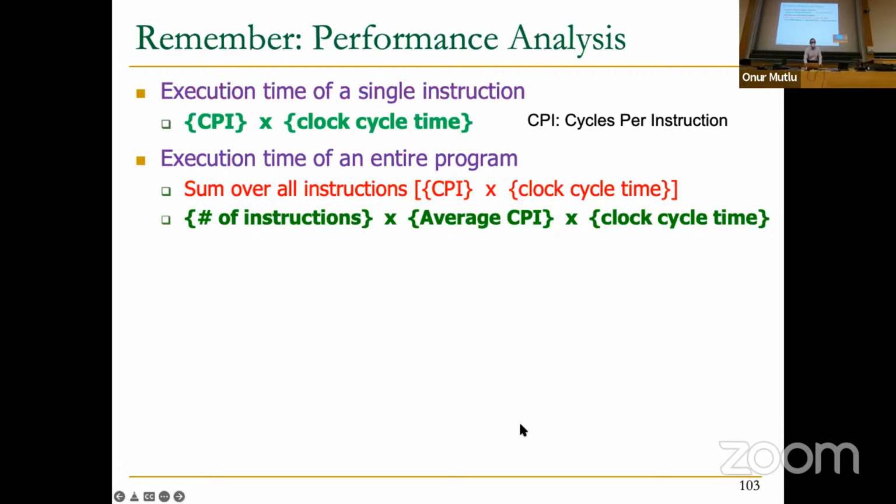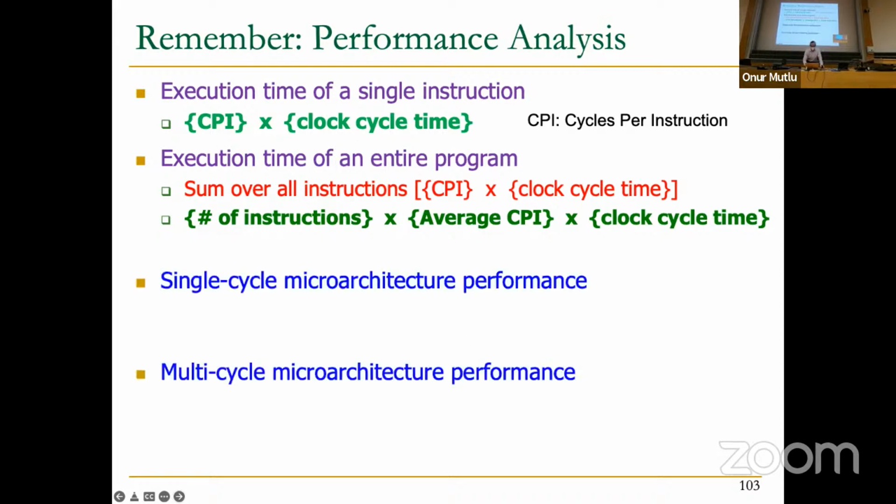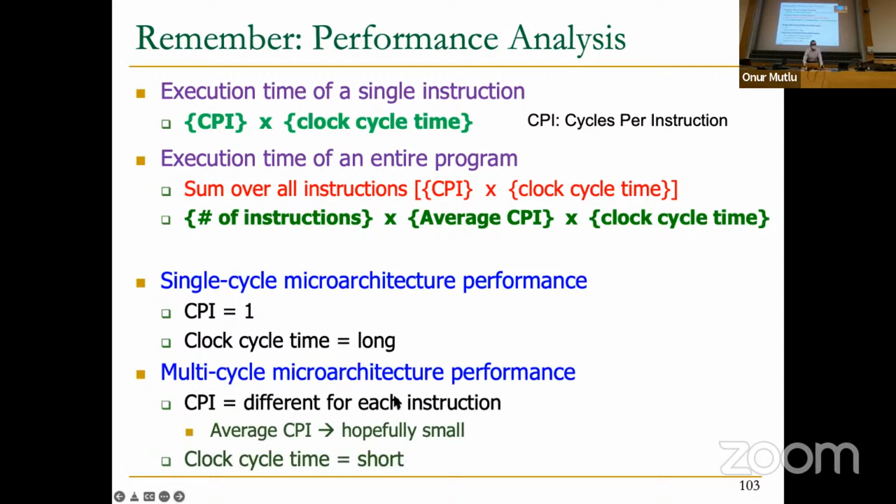Okay, let's take a look at the performance analysis. Actually, you've seen this slide before. I'll keep harping on this performance analysis. CPI times clock cycle time is the execution time of a single instruction. You sum it up across many instructions to get the execution time of an entire program. So for single cycle microarchitecture we've seen before, CPI is 1, clock cycle time is long. For multi-cycle microarchitecture, CPI is different for each instruction.